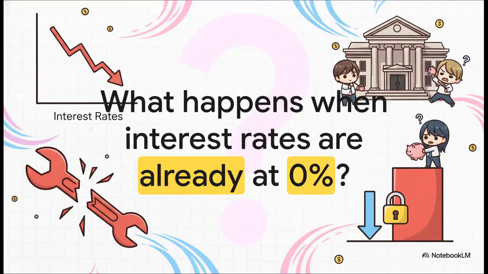So what makes a deleveraging so different from a regular recession? Well, in a typical recession, the central bank can just lower interest rates to get people borrowing and spending again. But here's the problem. In a deleveraging, interest rates are already at or near zero. You can't cut them any further. That main tool in the toolbox is completely gone.